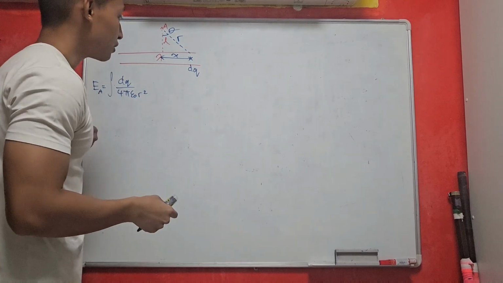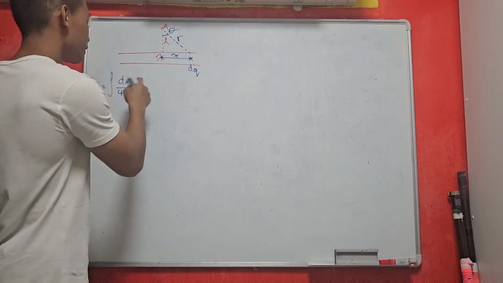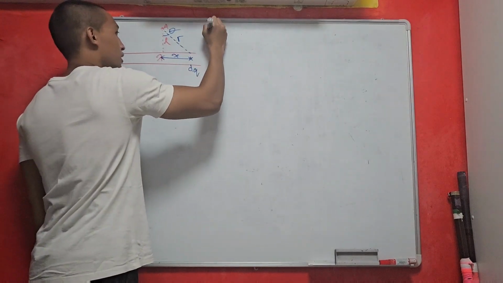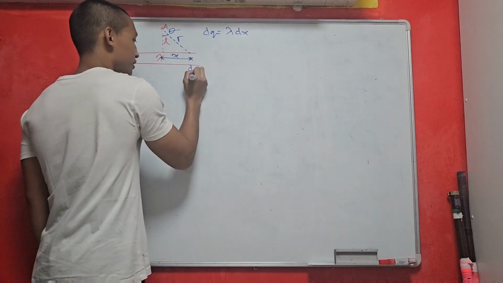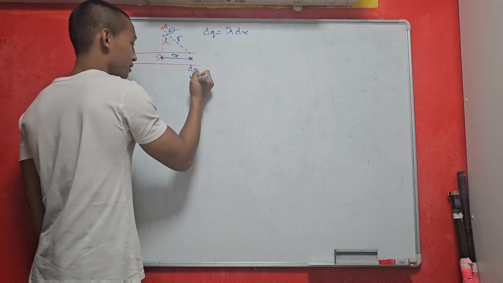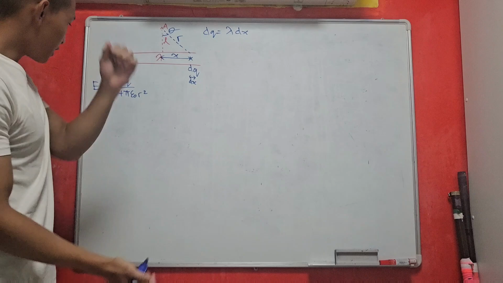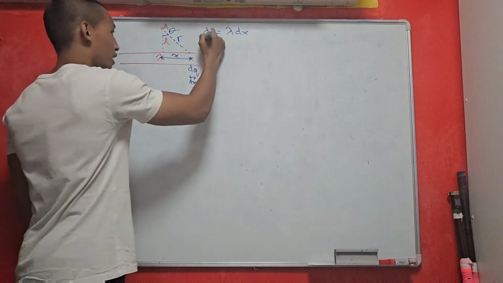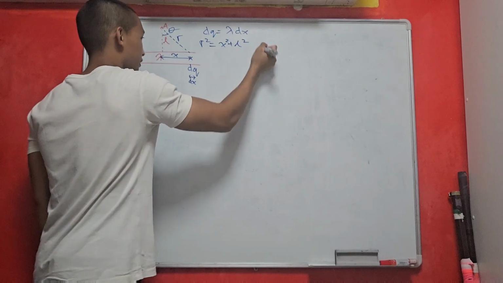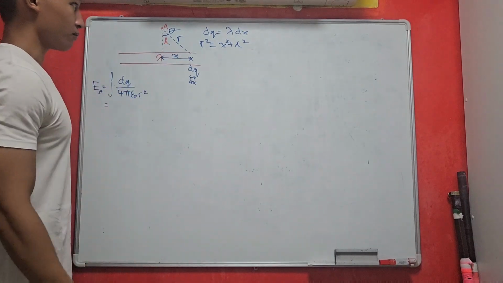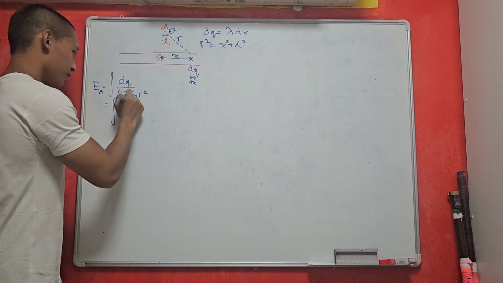Okay, so how are we going to do this? It's quite simple. First, we can substitute dq to be equal to lambda dx, because this infinitesimal distance is just dx, right? And then we can substitute this, and we also know that r squared is equal to x squared plus L squared, which is just the Pythagorean theorem. So let's continue writing this.